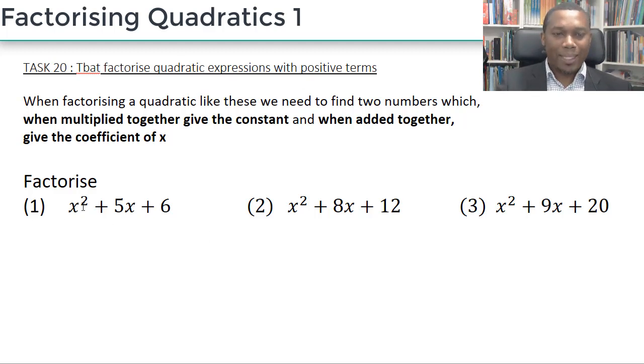So, for example, x squared, that's positive. The second term, 5x, positive, plus sign in front of it. The third term, the constant number only, doesn't vary, plus 6.